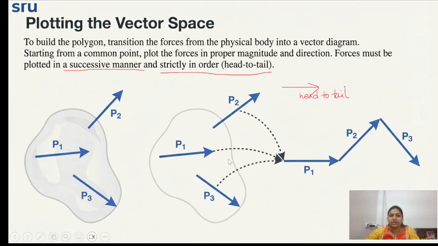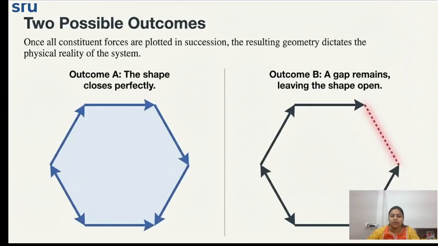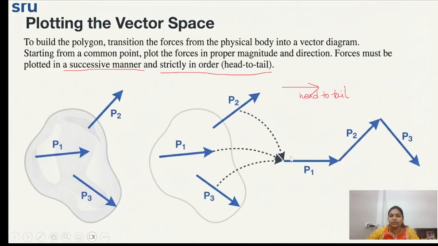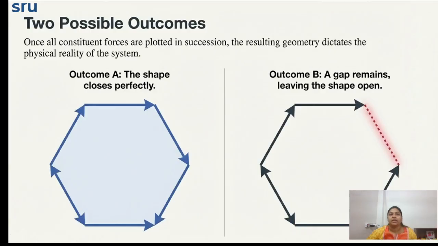So you can see something like that, where forces P1, then P2, then P3 act in a successive way. One more thing: here it is the tail and head, and again tail and head, so it will be head to tail in a manner. So the possible outcome using the polygon of forces is of two types. One is where all consecutive forces are plotted successively. The resultant geometry dictates the physical reality of the system.